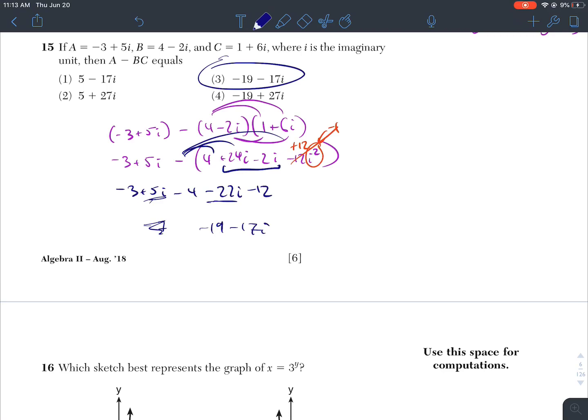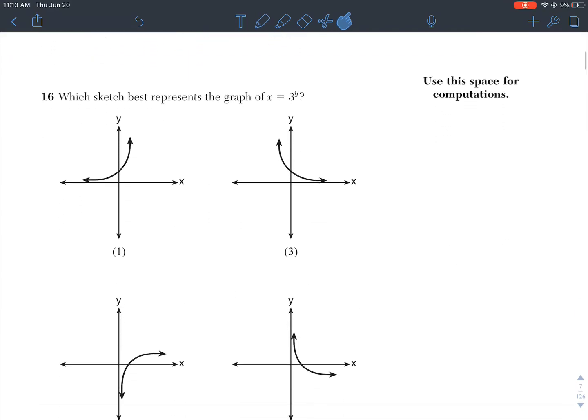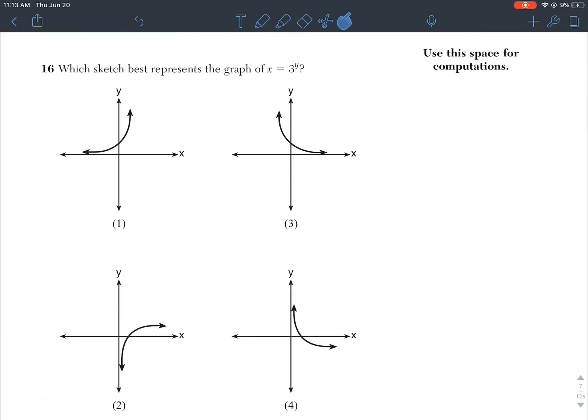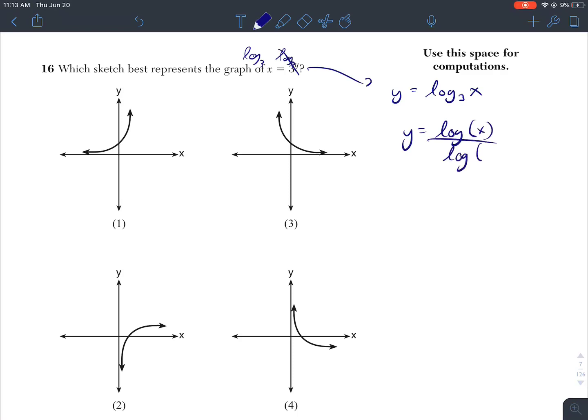Okay, next up for choice 16, which of the following is the graph of x equals 3 to the yth power? For this one, what you want to do is solve for y, so you get y equals log base 3 of x. Sorry, I didn't show my work. You do log base 3 on both sides, and you get this. Then you pop over to your calculator and you graph it. Remember, when you graph it, you have to plug it in as log of x divided by log of 3.